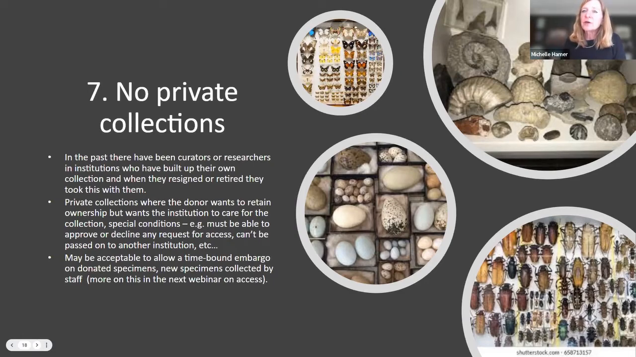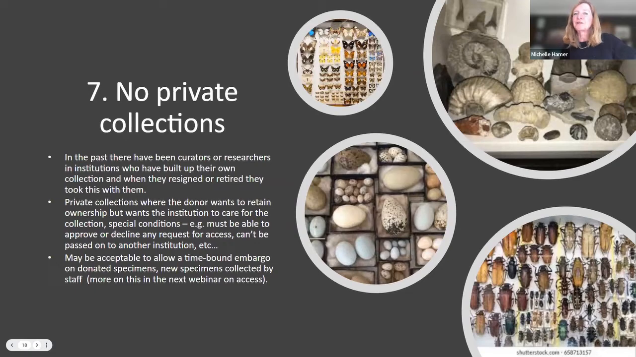Private collections where the donor wants to retain ownership but wants the institution to care for the collection. I think that quite a lot happens. So people say, I can't look after my collection anymore. I want to give it to you, but only when I die. And in the meantime, can I put it in your institution and you will look after it?